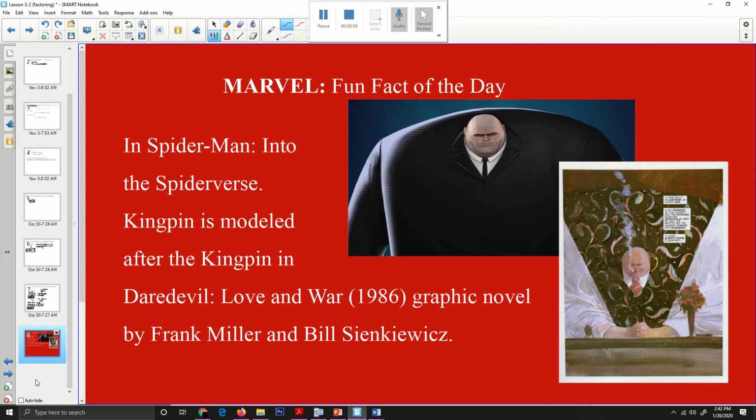And so the Marvel fun fact of the day: in Spider-Man Into the Spider-Verse, Kingpin is modeled after the Kingpin in Daredevil: Love and War, which is a 1986 graphic novel by Frank Miller and Bill Sienkiewicz. I know it doesn't look like that's how you pronounce it, but apparently that's right. Bill Sienkiewicz, a very unique comic book artist.